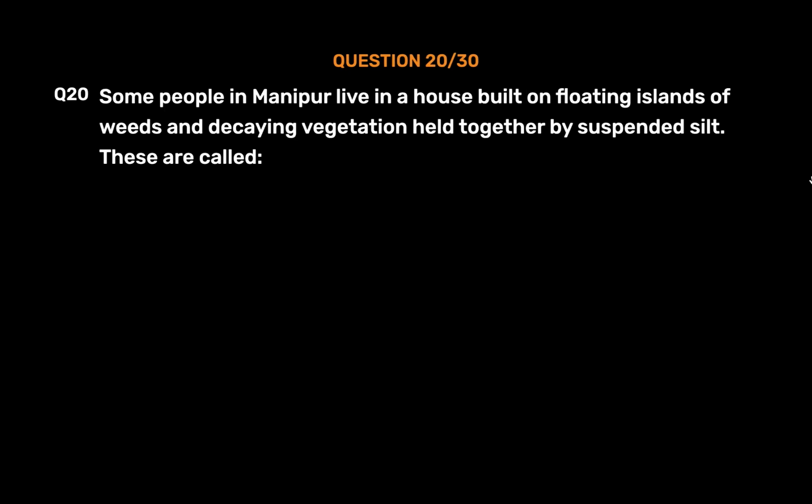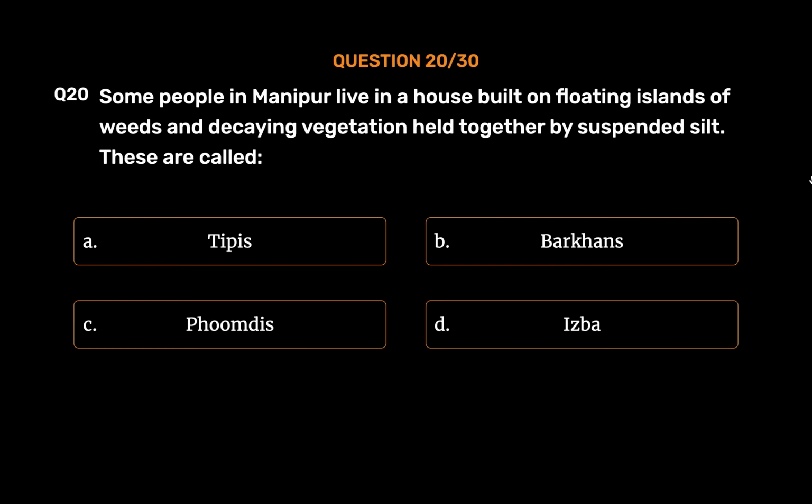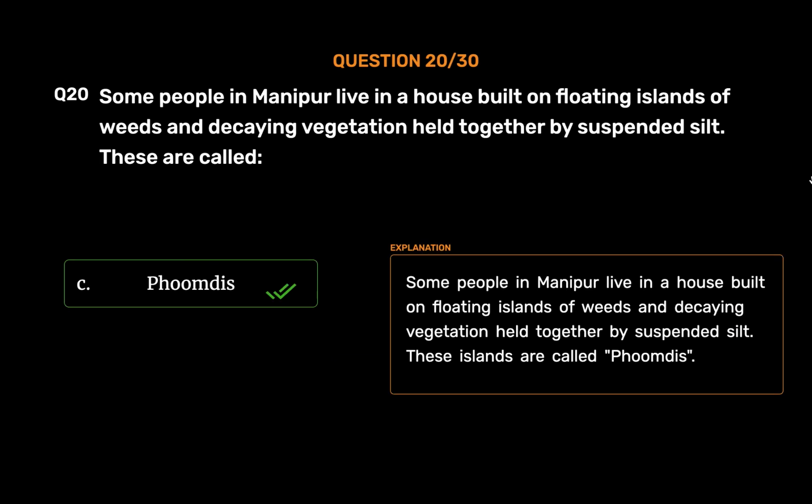Question number 20. Some people in Manipur live in a house built on floating islands of weeds and decaying vegetation held together by suspended silt. These are called Option A. Tipis. Option B. Barkhans. Option C. Phumdis. Option D. Isba. The correct answer is Option C. Phumdis. Some people in Manipur live in a house built on floating islands of weeds and decaying vegetation held together by suspended silt.